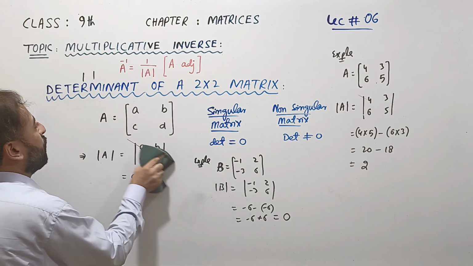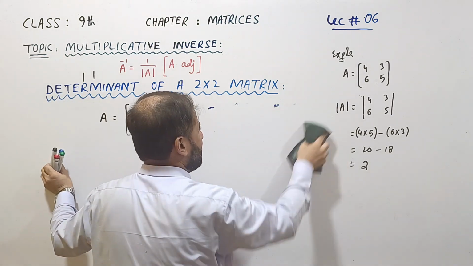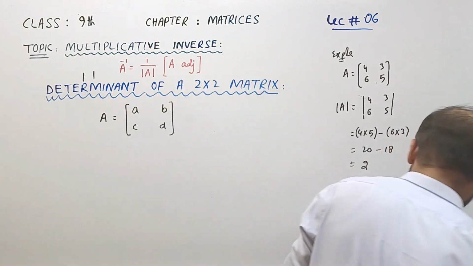All right, students. Now, what is meant by adjoint of a 2 by 2 matrix? That's what I've written, adjoint.